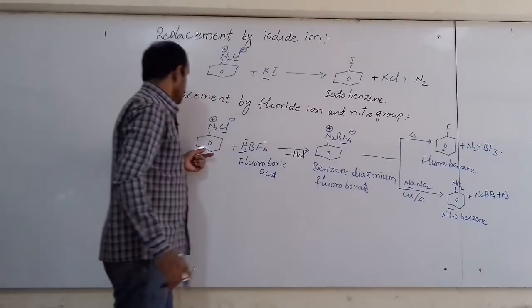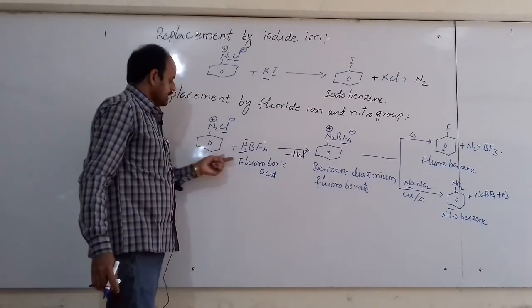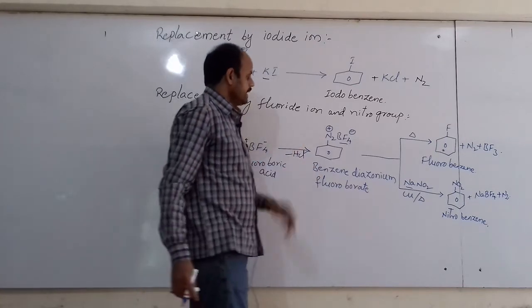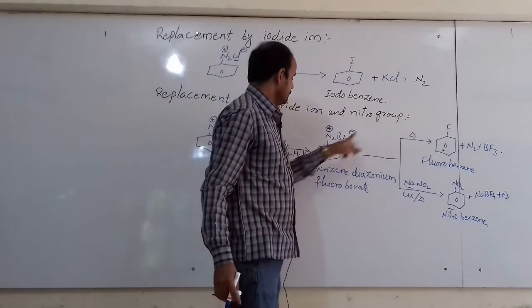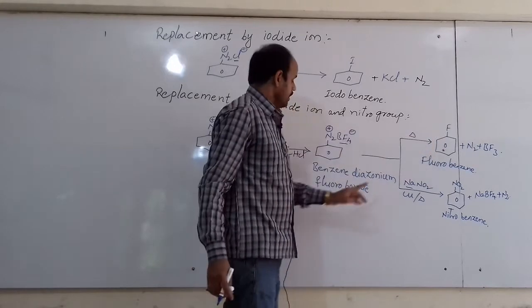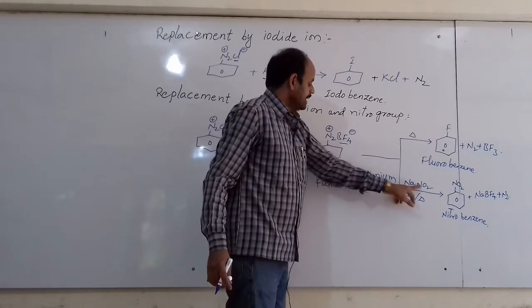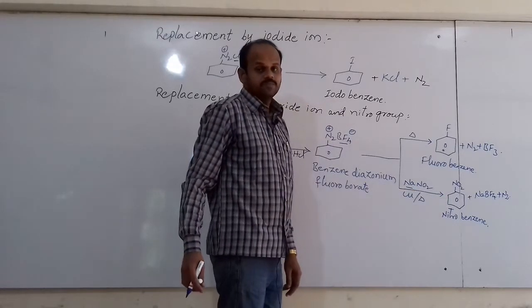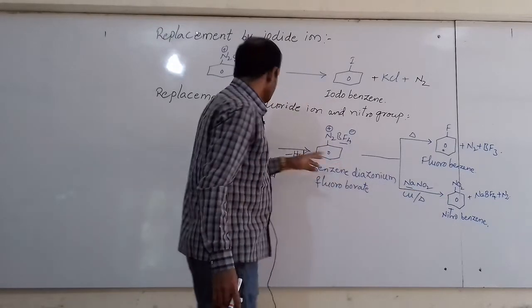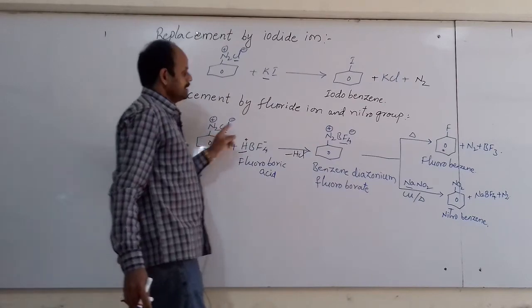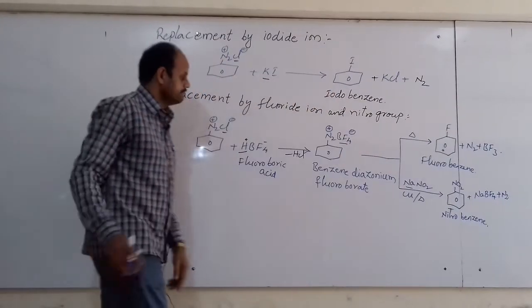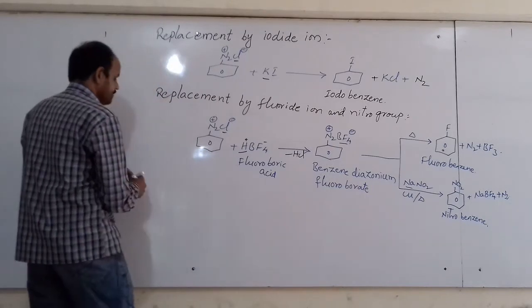Thus when benzene diazonium chloride is reacted with fluoroboric acid, we get benzene diazonium fluoroborate. On heating, we get fluorobenzene. But on heating with sodium nitrite in the presence of copper, we get nitrobenzene. Thus in these reactions, the N2Cl is replaced by fluoride ion and nitro group. Next one.